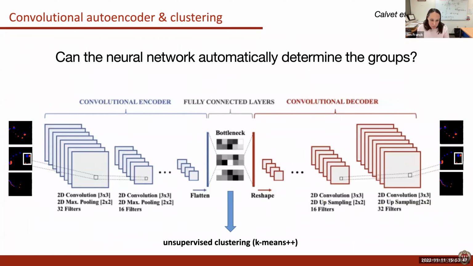So the second thing we wanted to try is to see if the neural network can automatically determine these groups. So this would be clustering instead of classification.